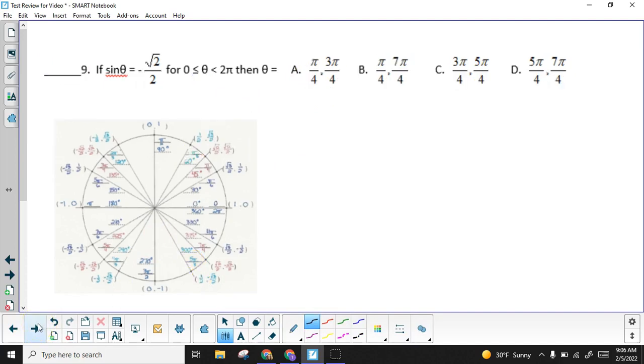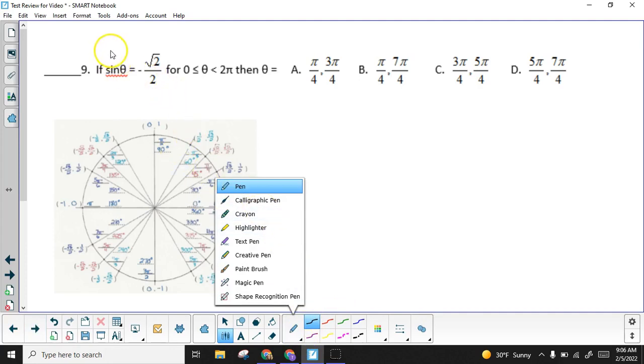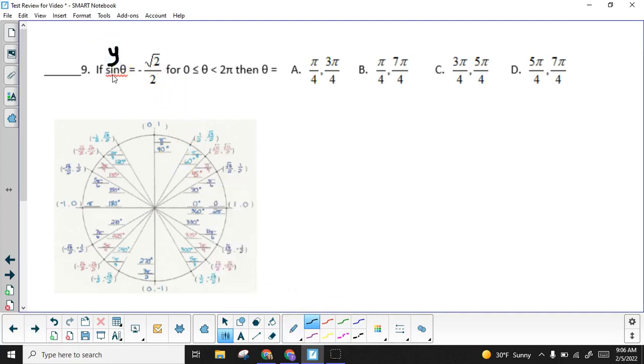Number 9, if the sine of theta is -root 2 over 2, then what is the value of theta? Okay, sine is just our y coordinate. So we're looking for y coordinate being -root 2 over 2. This is our pi over 4 family, and where sine is negative is in the bottom half of our graph. So we're looking at quadrants 3 and 4, which means that our angles are going to be 5 pi over 4 with a y value of -root 2 over 2, and 7 pi over 4 with a y value of -root 2 over 2. So 5 pi over 4 and 7 pi over 4, which is choice D.